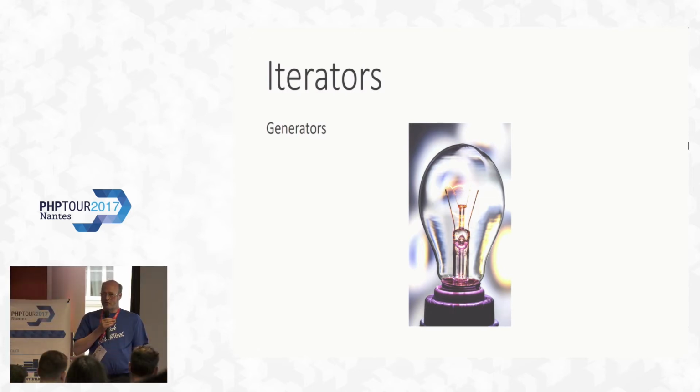But PHP 5.5 gave us generators. Everything we can do with an iterator, even SPL's built-in iterators, we can probably write more simply using a generator. So why do we want to use iterators still? We can write our own now with generators. All we do is create a function with the yield keyword.